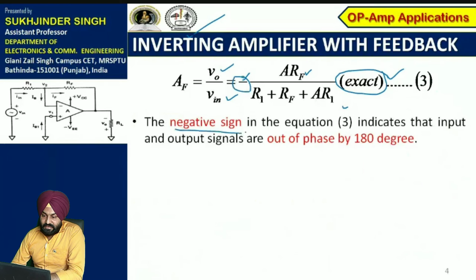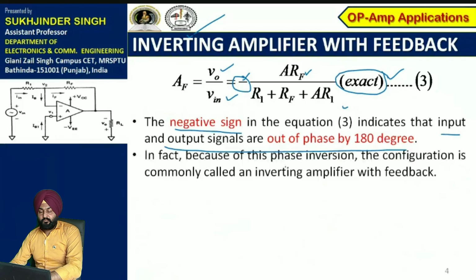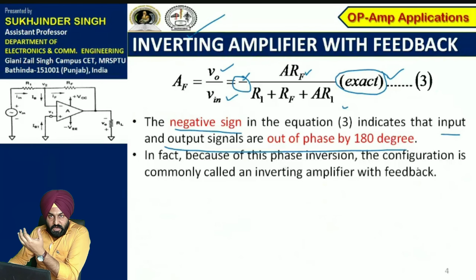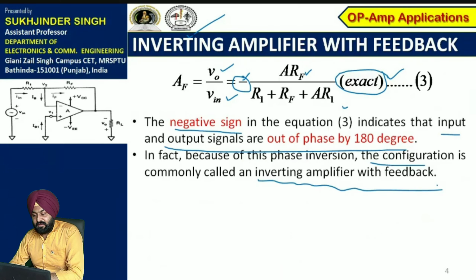So the negative sign in the equation indicates that input and output signals are out of phase by 180 degrees. So we will get a phase inversion of 180 degrees. In fact, because of this phase inversion in the inverting configuration, this configuration is referred to as an inverting amplifier with feedback.